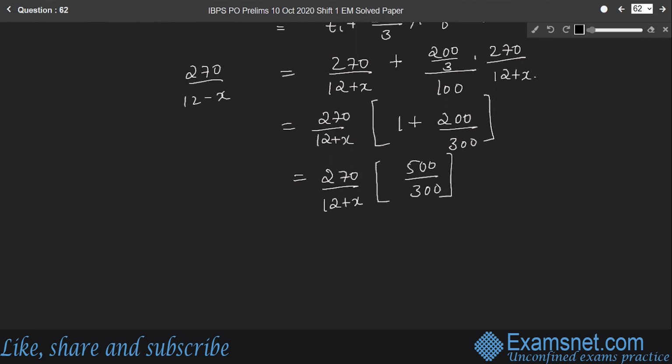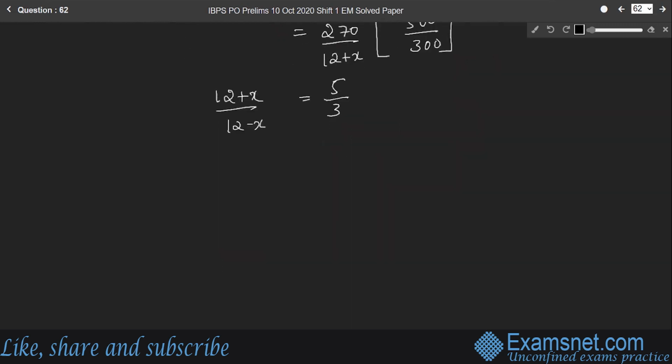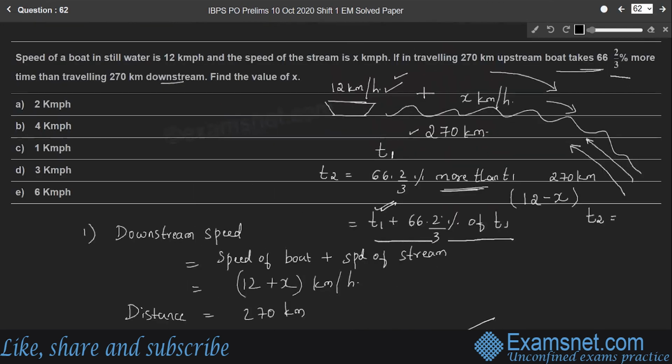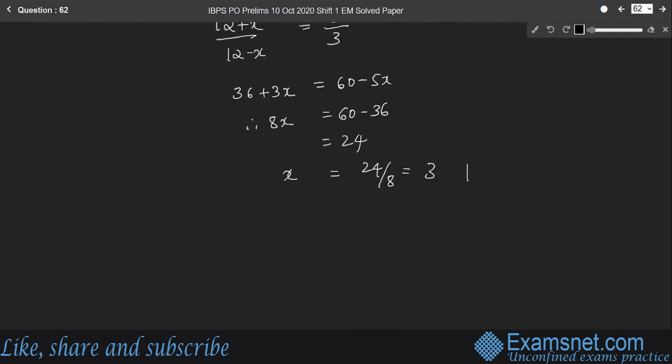Therefore, you can cancel 270 and 270. The remaining term is 12 plus x by 12 minus x is equal to 5 by 3. Simplify, and you will get the value of x. So 12 into 3, 36 plus 3x is equal to 60 minus 5x. Therefore, 8x is equal to 60 minus 36, which is 24. Therefore, x is equal to 24 by 8, which is 3. What is x? According to the question, it is the speed of the stream. Therefore, x is 3 kilometers per hour.